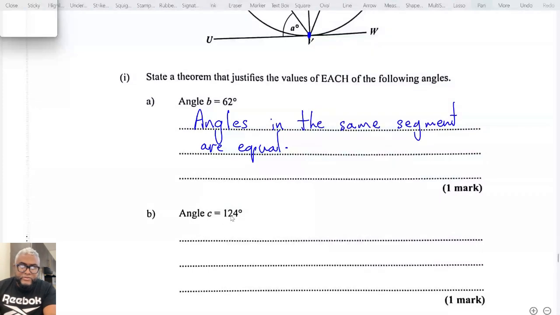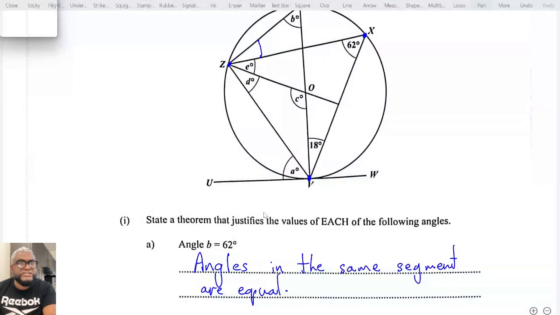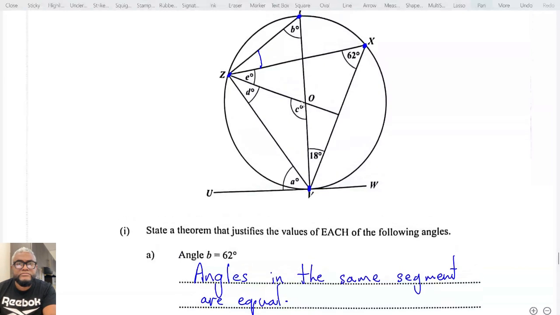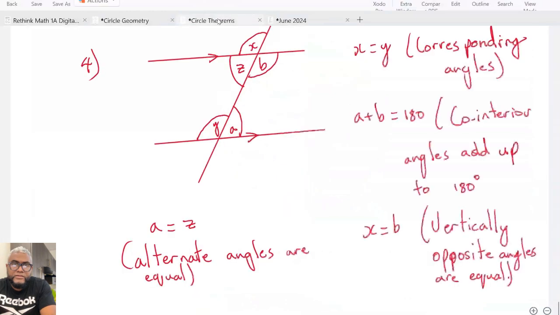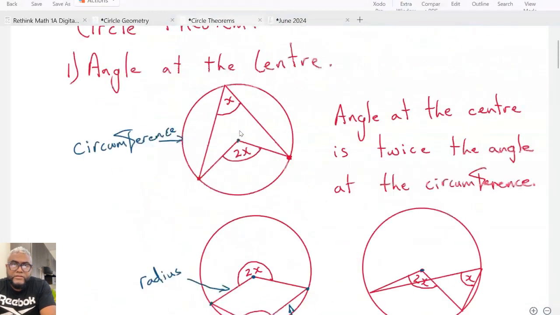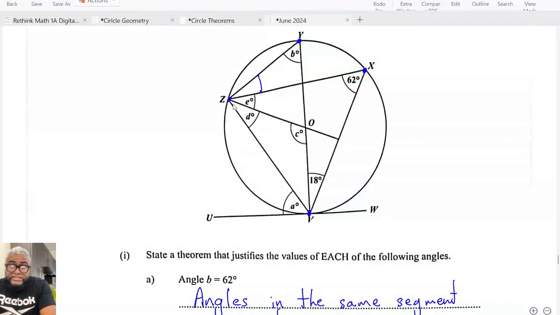Right. C would be 124. Why is C 124? What's the reason for that? What's the justification? C is 124. What's the reason for it being 124? Well, I understand the theorem. Oh, look at right here now. If he has x, he has 2x. Yep. Angle at the center is twice the angle at the circumference. Look, you see that? Let me draw them.